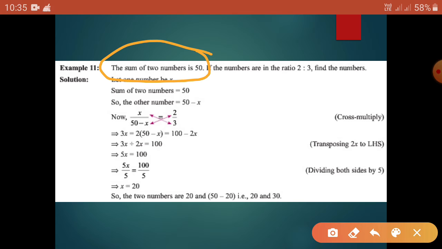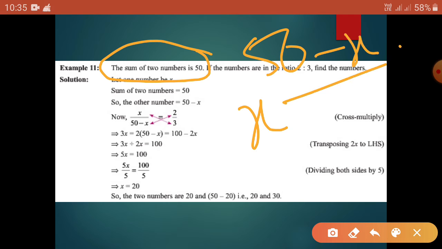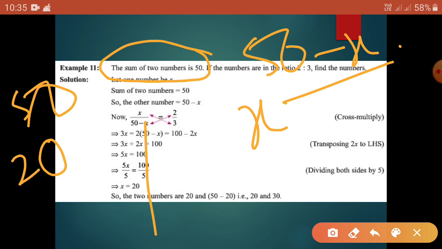So I assume one number is x. Okay, so what will be the other number? 50 minus x. Okay, why? Suppose the sum of two numbers is 50. Suppose we take one number as 20. So what will be the other number? The sum is 50, one number is 20, so the other number will be 30 by subtracting from 50.